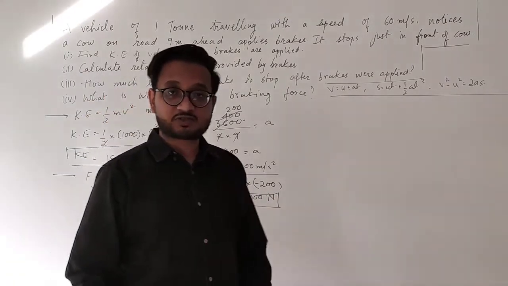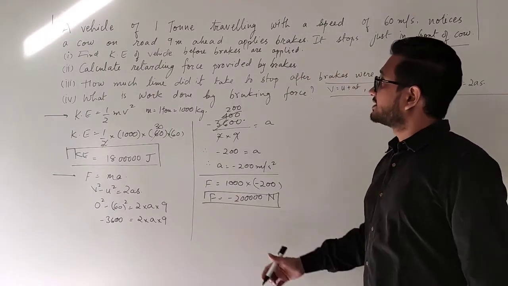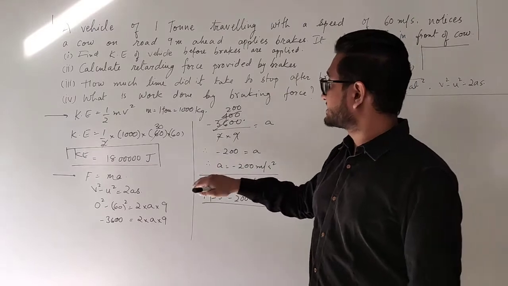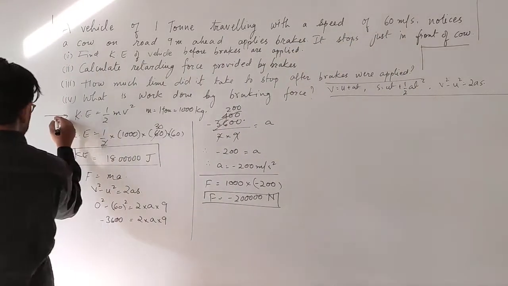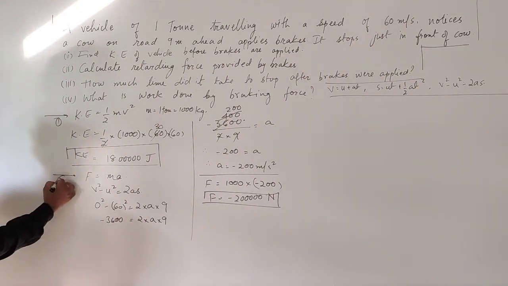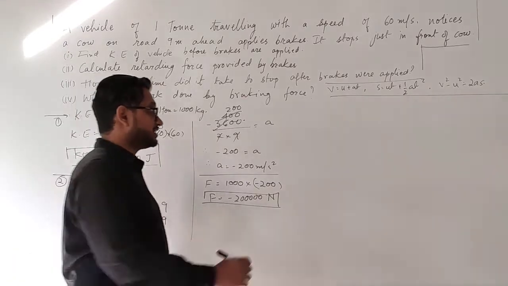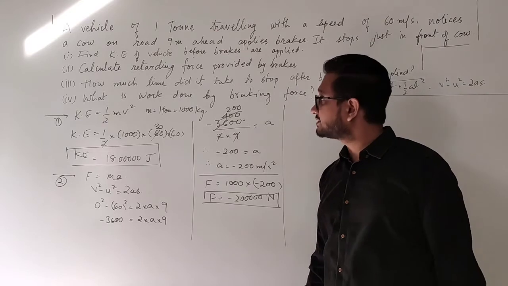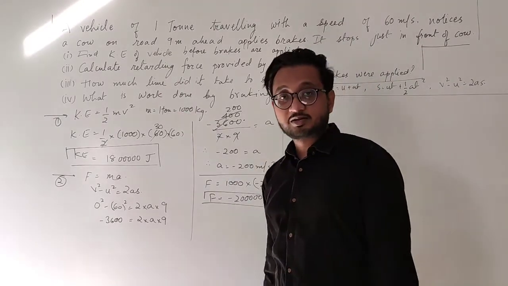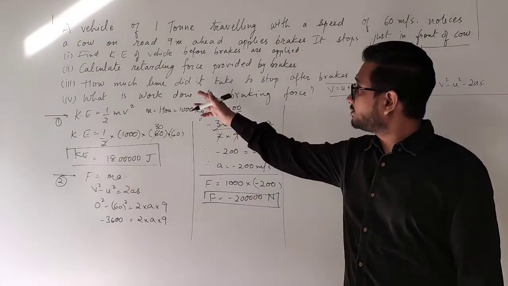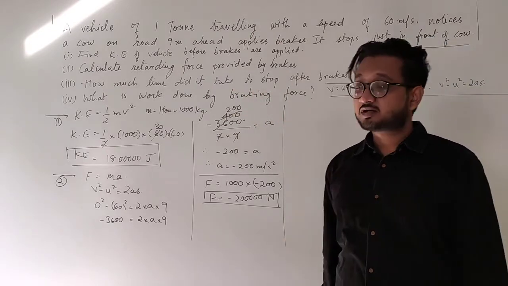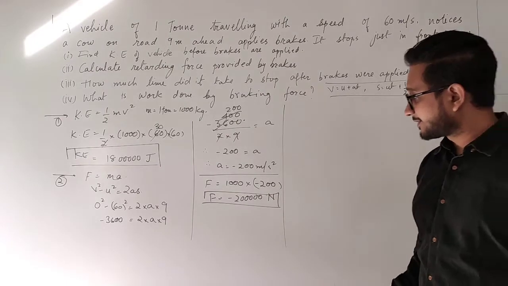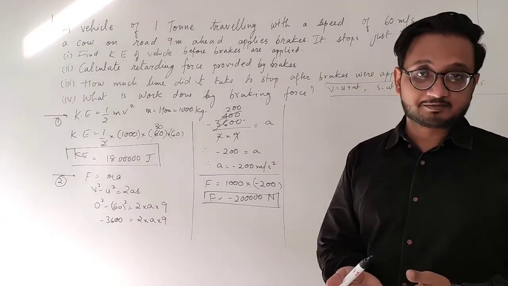We have solved the second part of the question. That is, the first one was to find the kinetic energy. We did this, and the second one, I mentioned this. This is the first part of the question. This is the second part, starting from here and it ends over here. So we have done two parts of the question. Now comes the third part, and here it is: how much time did it take to stop the vehicle after the brakes were applied. So now we need to find the time.